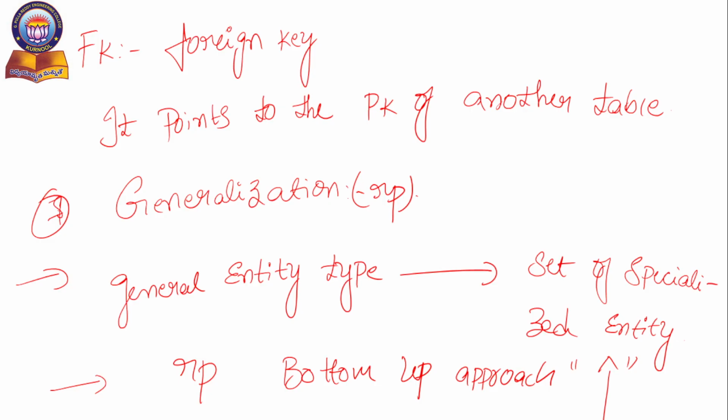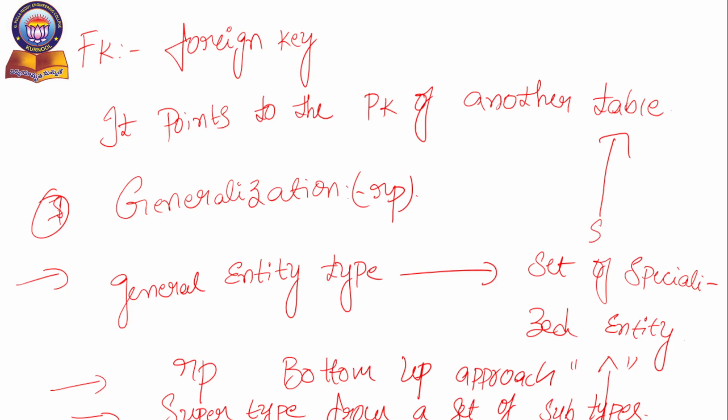Two or more entities can be generalized to a higher level entity if they have some common attributes, and it forms a supertype from a set of subtypes. Because it follows the bottom-up approach, it forms a supertype from a set of subtypes. This is the supertype.